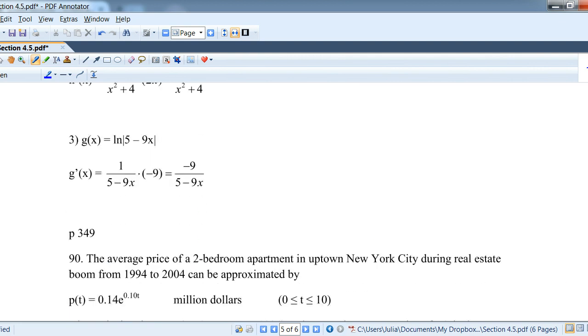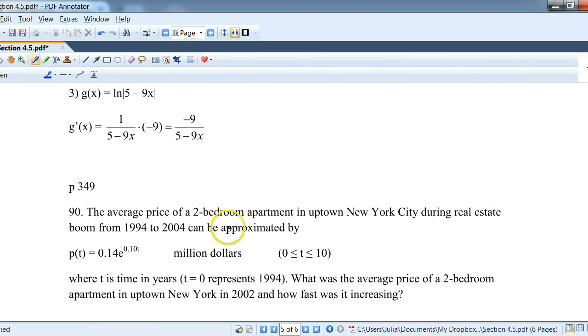Now let's take a look at a couple of applications. In fact, there are 3 on your homework, one with ln that we discussed in class, but in these notes there are a couple of exponential ones as well. Like for example, the average price of a 2-bedroom apartment in uptown New York City during the real estate boom from 1994 to 2004 can be approximated by a price function, average price equals 0.14 e to the 0.10 t million dollars. And again, the years are from 1994 to 2004. So t is time in years, so you'll see that t equals 0 represents 1994.